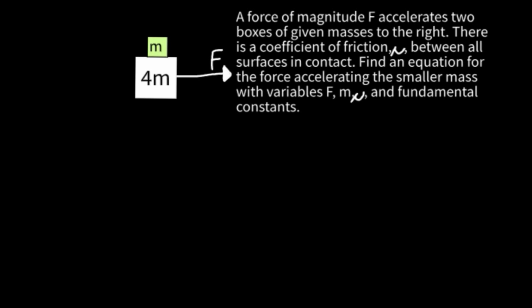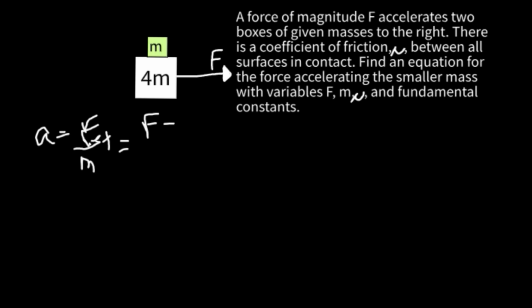Alright, so the first thing I want to tell you is that fundamental constants, it's just typically gravity. So we're going to start by finding the acceleration of the two block system because both of these blocks are going to have the same acceleration. So acceleration is going to equal F net over the mass of the system. So in the direction of motion we have our force F minus friction. You cannot forget friction here.